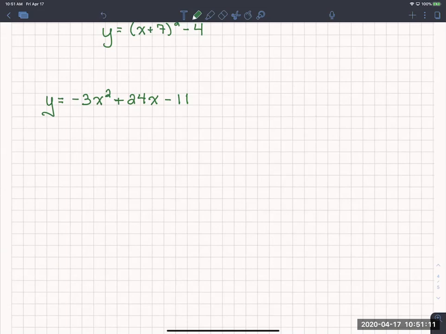So let's get started. So the first thing, we're going to move the constant term to the opposite side. Now, in this case, the leading coefficient is something other than 1, so we have to factor out the leading coefficient on the left. So the leading coefficient is -3, so we factor it out. So -3x squared divided by -3 just leaves me x squared. And 24x divided by -3 is -8x.